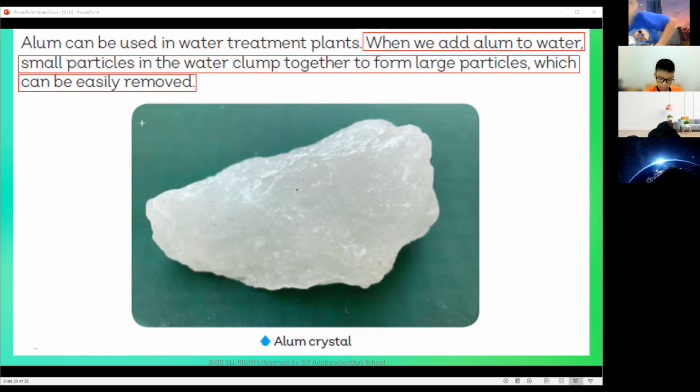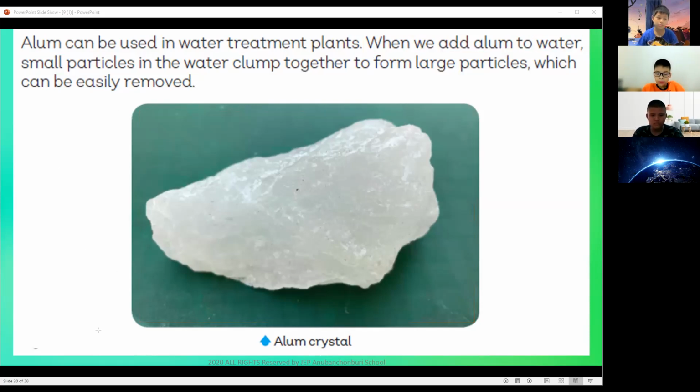Okay. So this is what we call an alum. It is used in water treatment plants. When we add this to the water, the small particles in the water clump together, the dirt and all the impurities, contaminants will clump together. And of course, if that happens, we can remove them easily through filtration or by adding any other techniques.